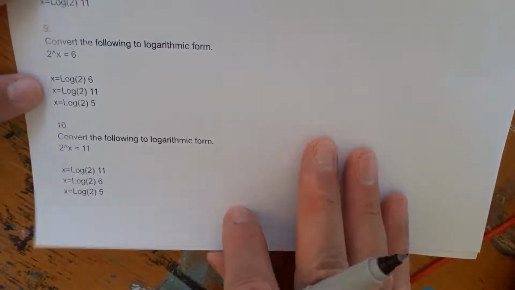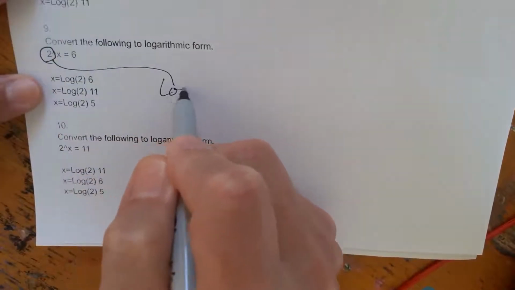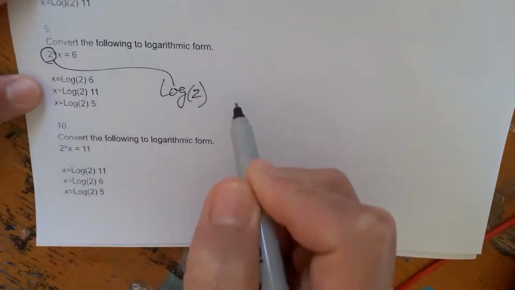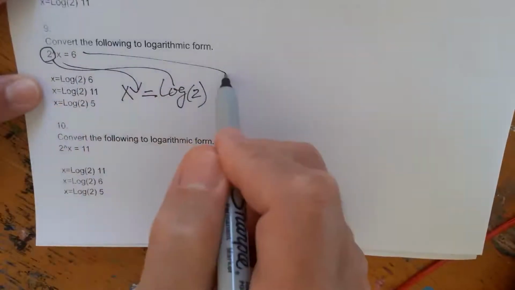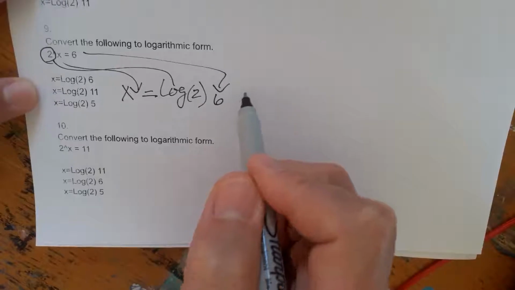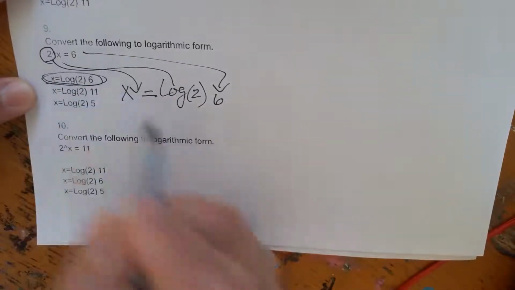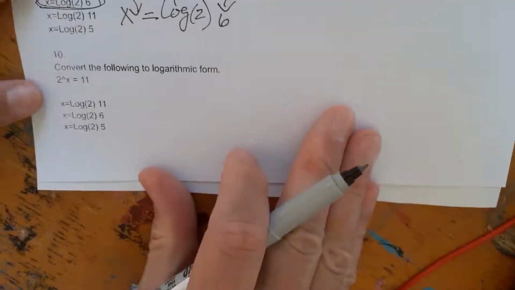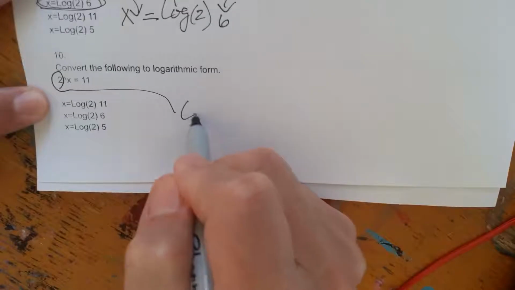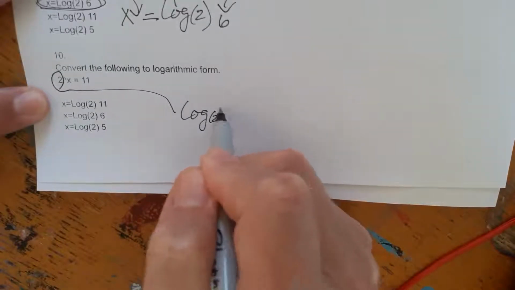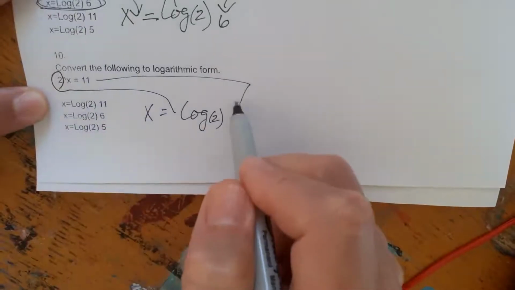All right, convert the following. So we knew that this is the base, right? So what we have here is a log base 2 in this case. We know that the x in the last one came out front and said equals, and the 6 came into this position here. So we have x equals log base 2 of 6. Convert the following. Let's do it again. The base goes into the log, so log base 2. There we go. The x is out front, equals, and the 11 goes here.